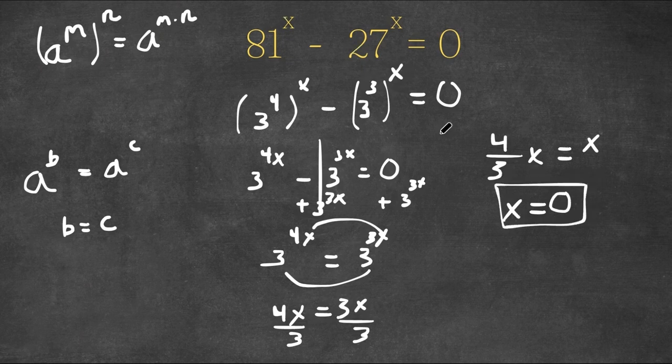And as you can see, if we plug 0 in for this equation, we get 81 to the power of 0 minus 27 to the power of 0 equals 0. And anything to the power of 0 is 1. So we get 1 minus 1, which does equal 0.